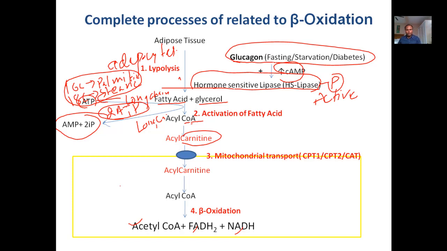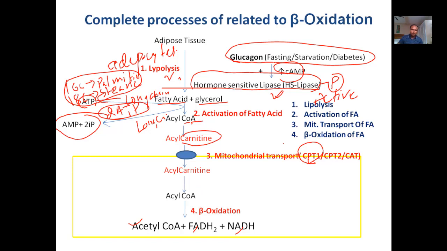One of the very important steps is lipolysis. The second most important step is transport. Transport is regulated by CPT1, and this is also regulated by glucagon. These are the most important steps of fatty acid oxidation. When we talk about fatty acid oxidation, it also includes lipolysis as well as beta oxidation.